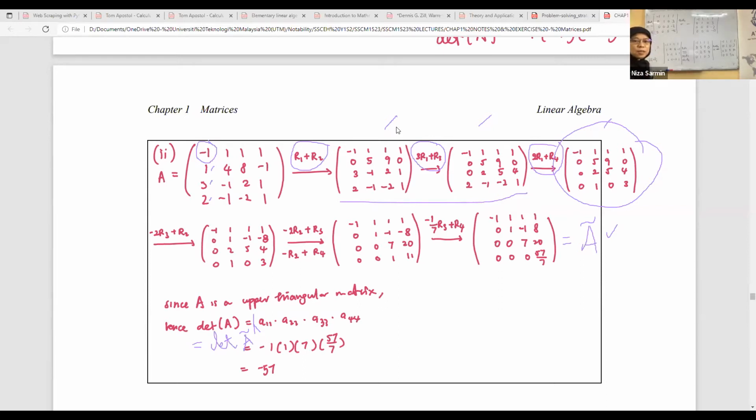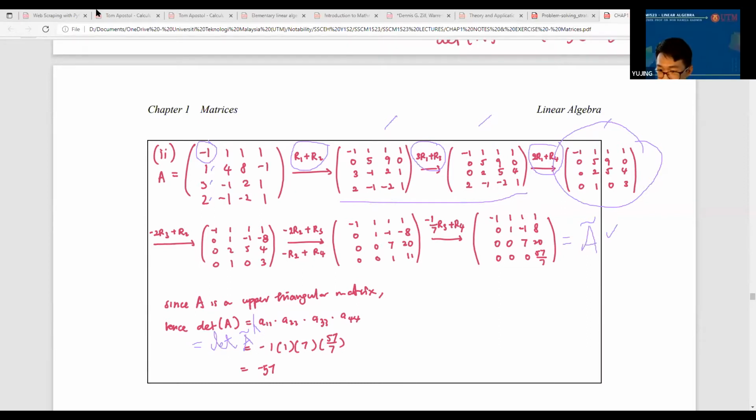The answer is not the same. What's wrong? So this, your screen is too small.